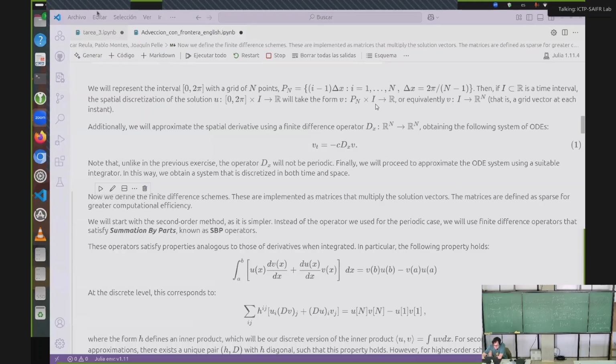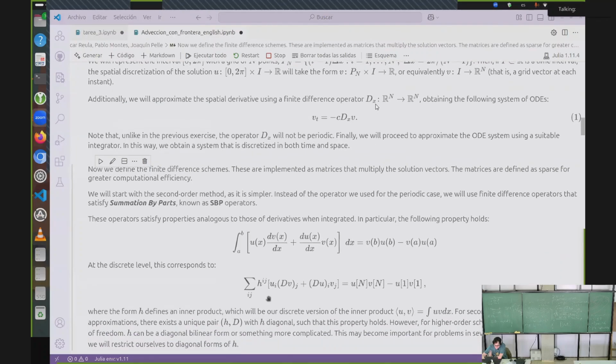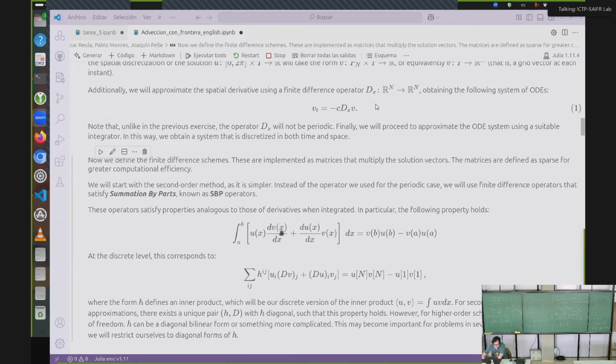Because what we have here is a property of derivatives, right? Where if we have two functions, u and v, and we do this operation where we multiply u by the derivative of v, plus the derivative of u times v, and we integrate in the region, we will actually get the difference between the solutions at the extremes.